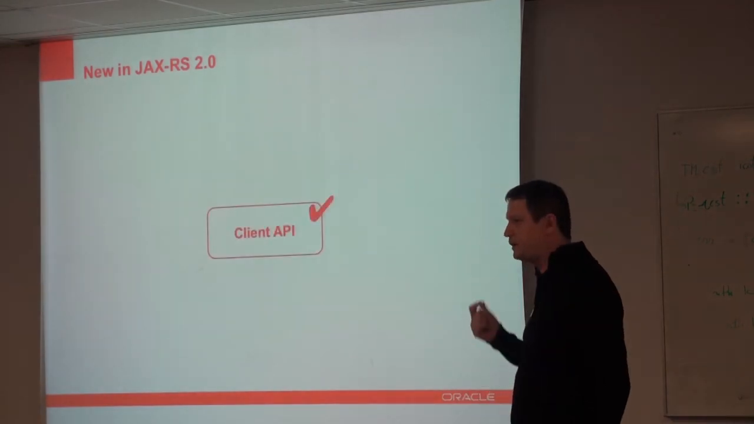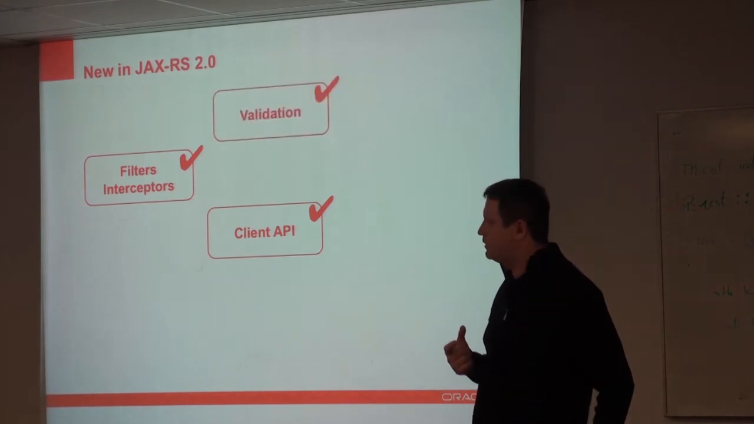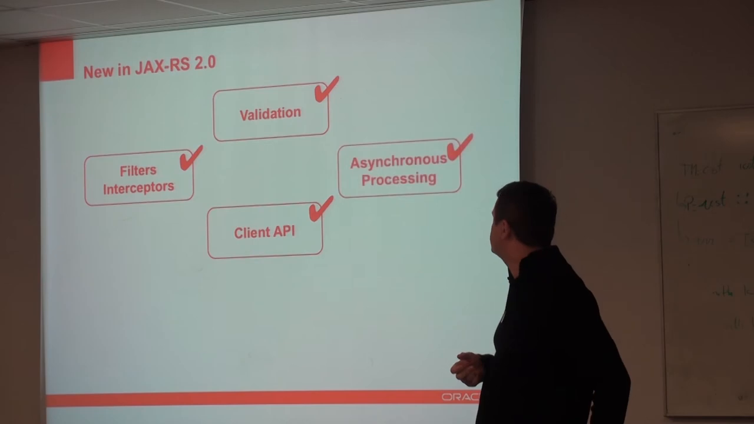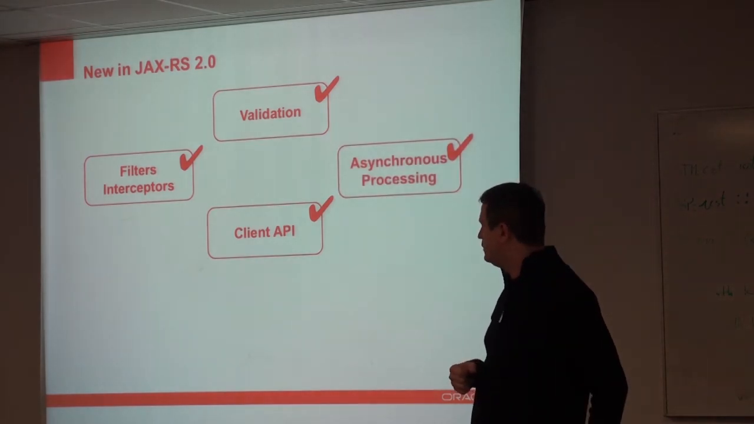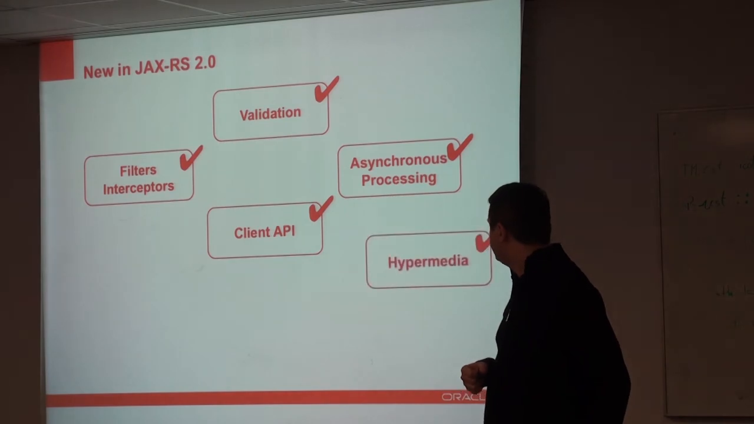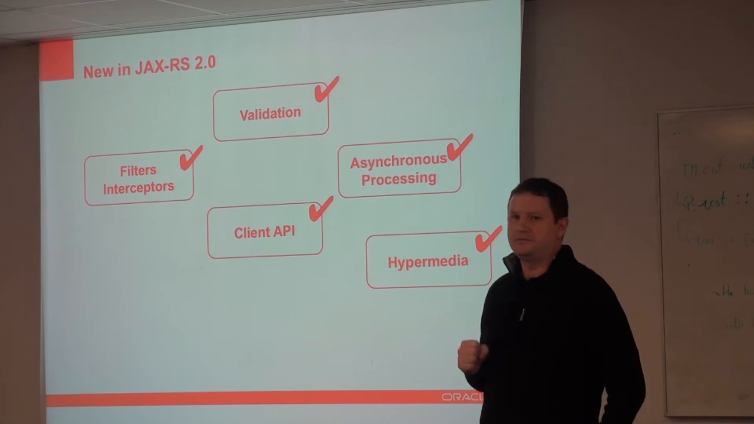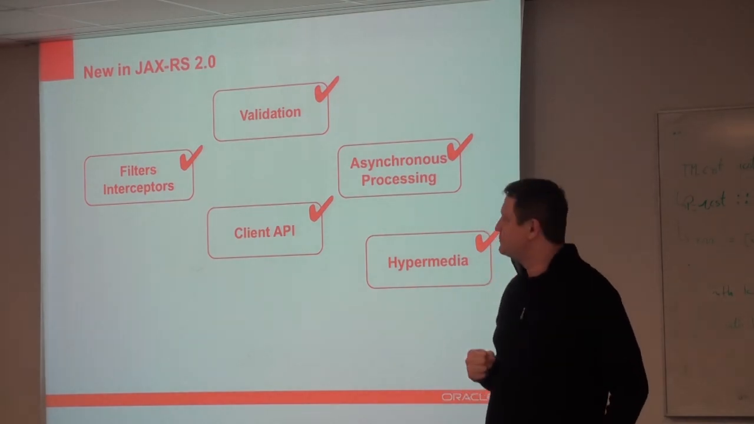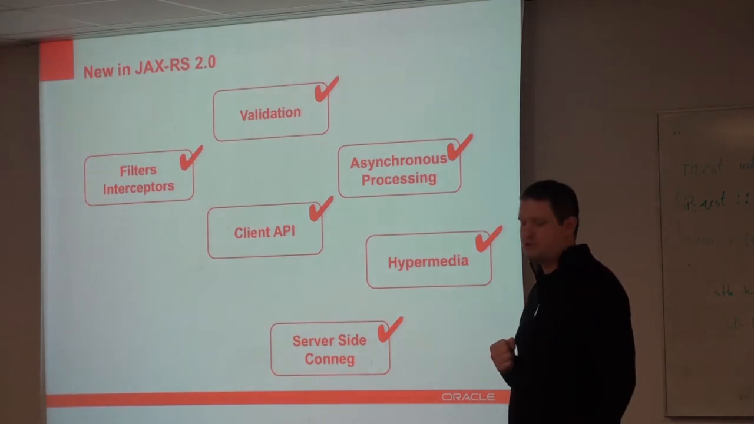Okay, so what will be the new from all those areas that we mentioned? Yeah, the client API, it will be there, filters and interceptors as well. We are going to provide support for integration with invalidation, asynchronous processing. We are going to also show it a little bit today. The hypermedia support is somewhat improved, even though Stefan is still pushing me to do something over there. And server-side content negotiation, yes.